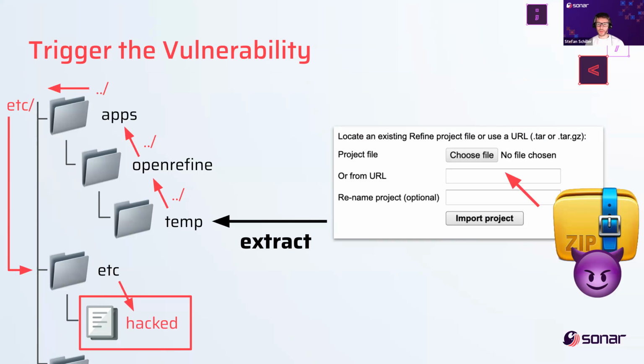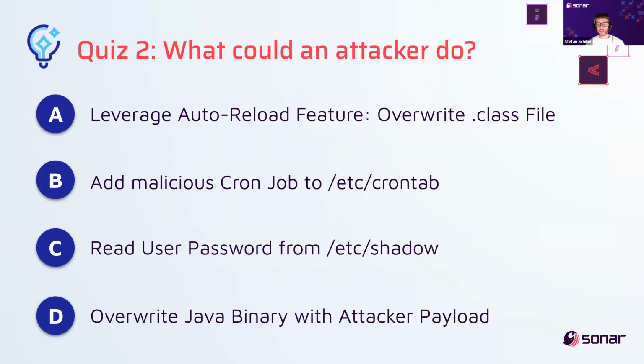Now it's your turn again. Let's assume the application is running with user permissions only, no root permissions. Put yourself into the attacker's perspective and answer the following question. What could an attacker do to gain execution from the arbitrary file write? I'm starting the poll now. Again, I give you 20 seconds to read all possible answers and hopefully select the correct one. So 20 seconds from now on.